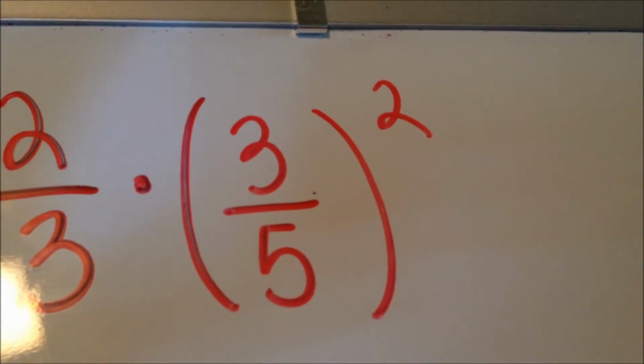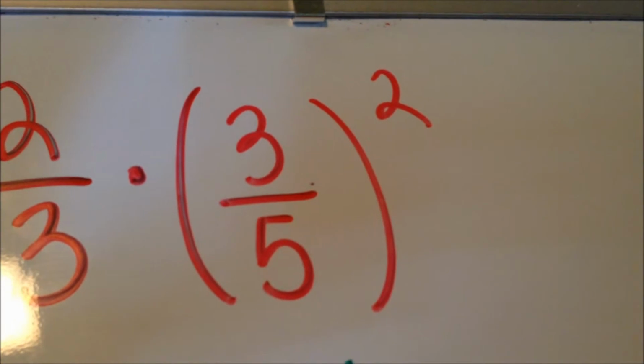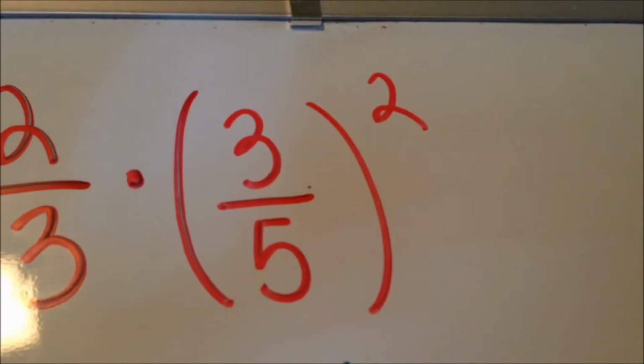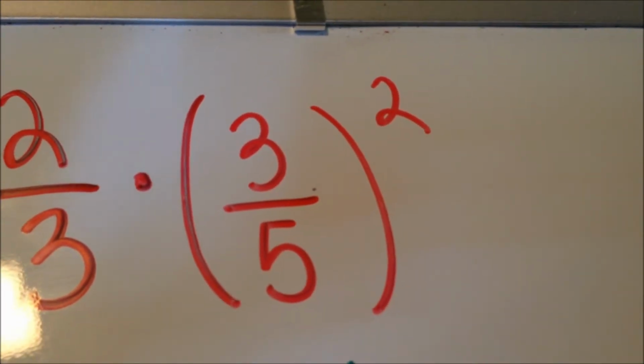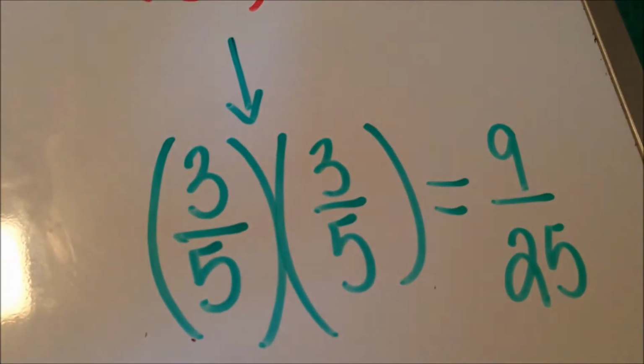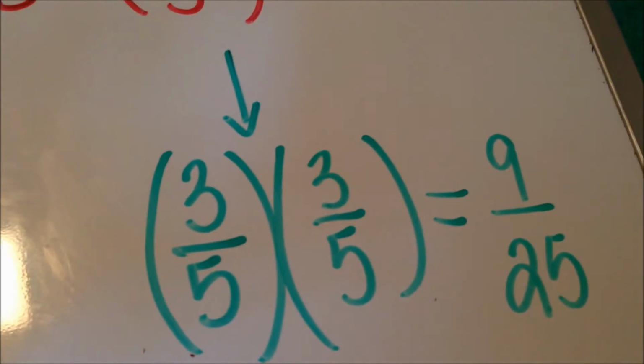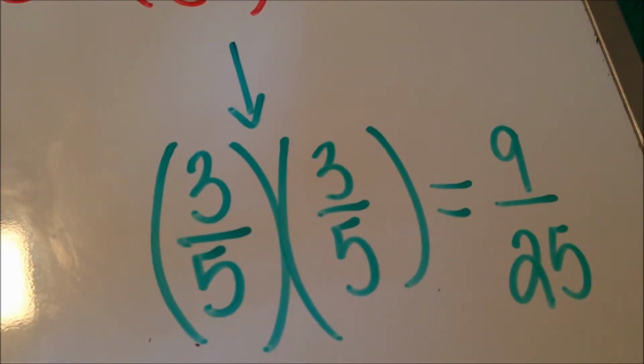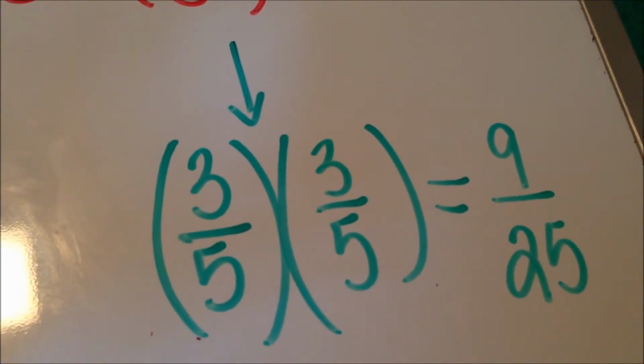Now, we've never seen a problem like this before where we have a fraction raised to a power. You do it the same way as you would if the base were a whole number. We have 3/5 times 3/5. And you would multiply the same way that you regularly multiply fractions. So 3 times 3, which is 9, over 5 times 5, which is 25.